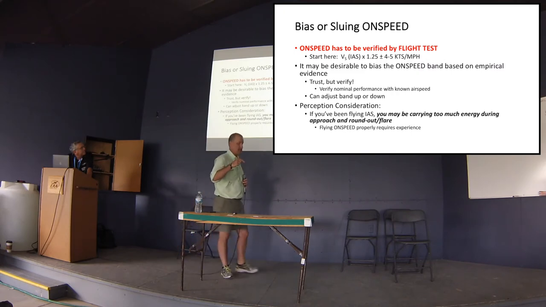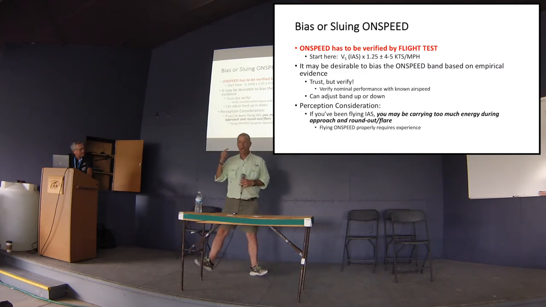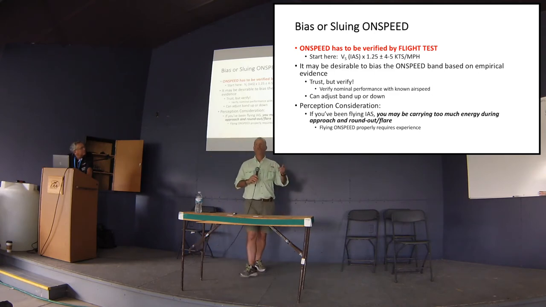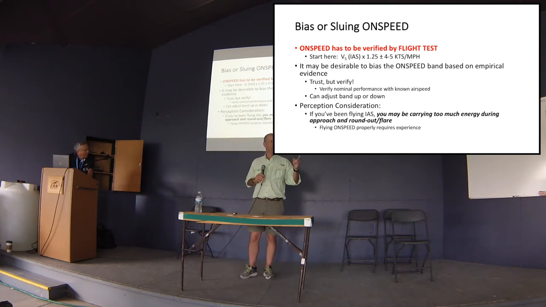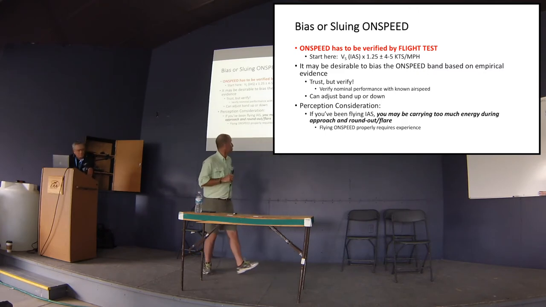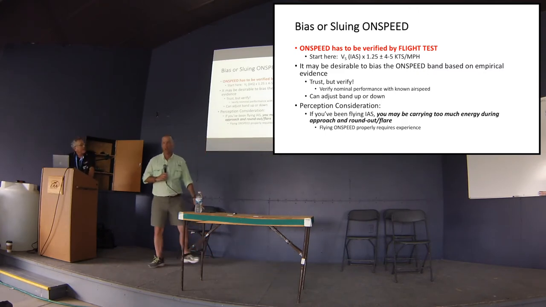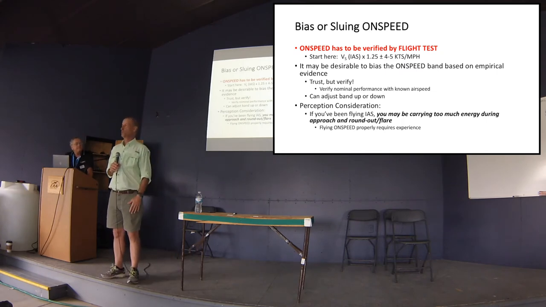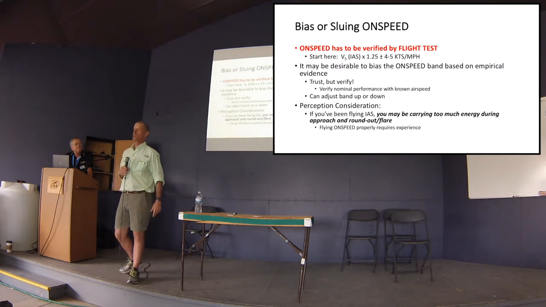However, based on that test, like it says up here on the slide, it might be nice to bias that. It might be a little bit too slow. It might be a little bit too fast. Typically, it's a little bit too fast. Because one of the interesting things is, if you're used to flying indicated airspeed and you start flying AoA, you're going to probably be surprised the first couple of times you come across the fence, because you're actually going to be going, my God, I'm going too slow. But that's because you were carrying too much energy before.